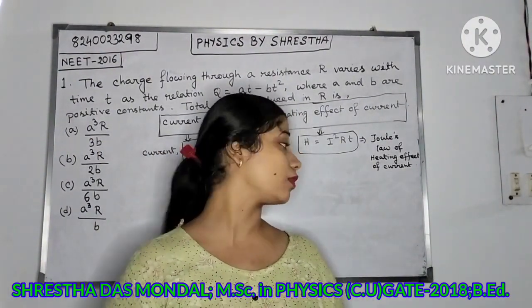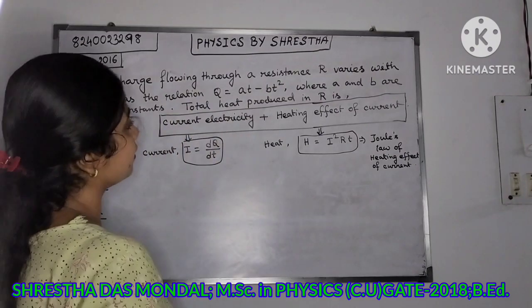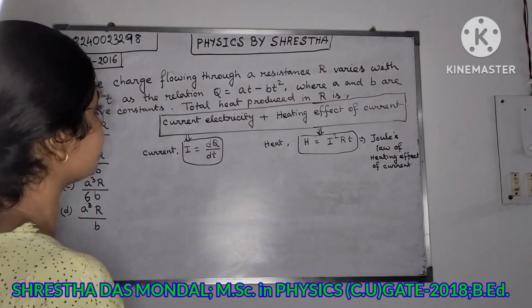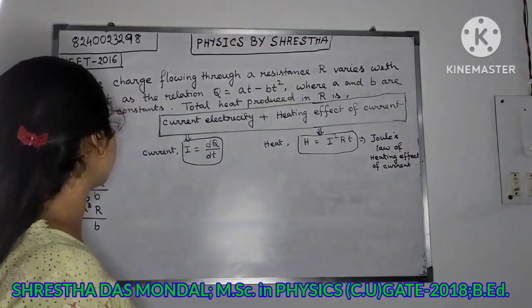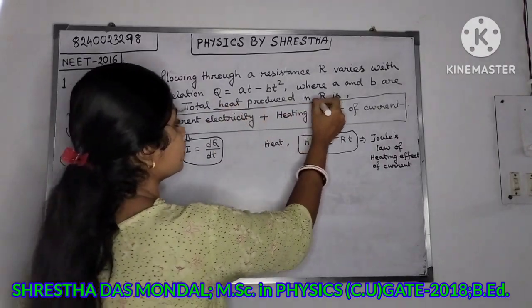Today I am going to solve a previous year question of NEET. Okay, so let's start. The problem is: the charge flowing through a resistance R varies with time t as the relation q = at - bt², where a and b are positive constants. We have to find the total heat produced in R.